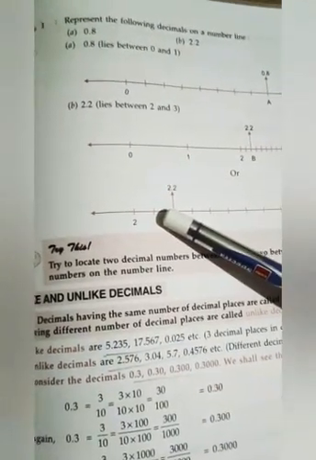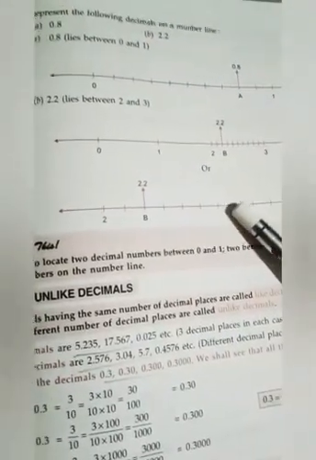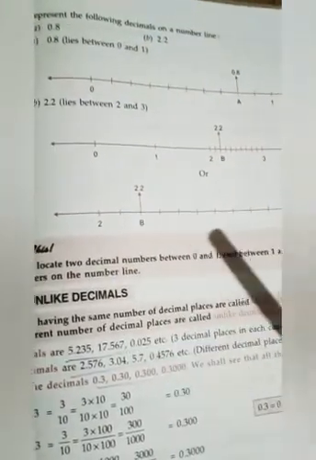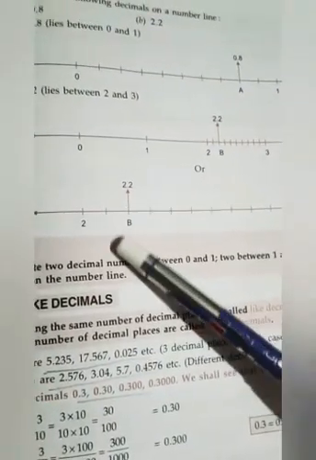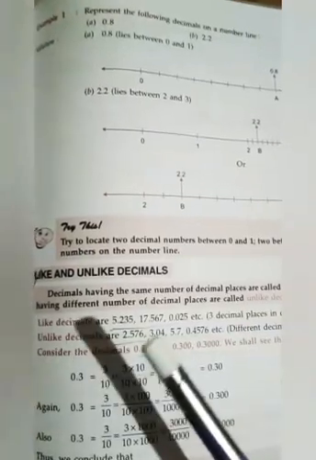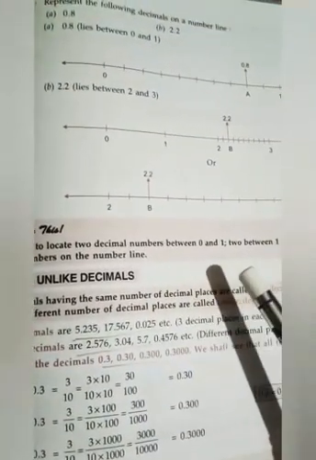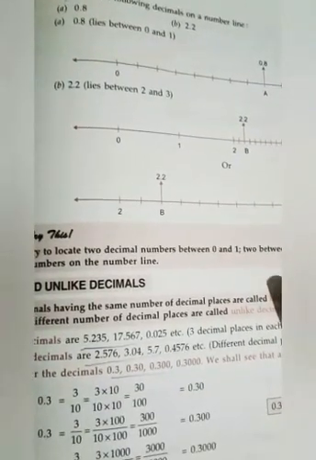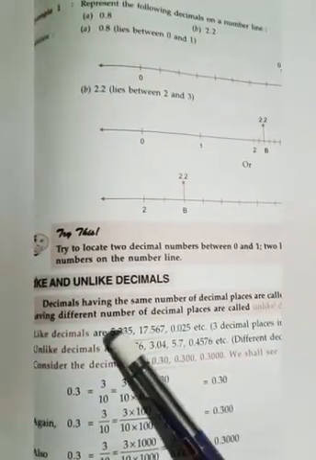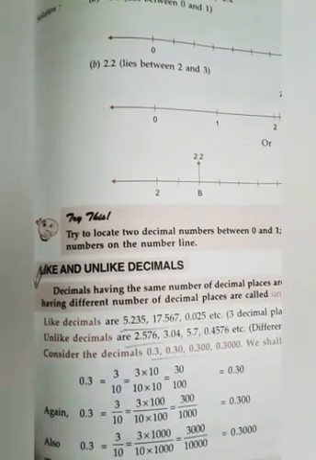Then 2.2 lies between 2 and 3. So children, you have to draw 2 to 3. So 2.1 and 2.2. Try to locate two decimal numbers between 0 and 1, two between 1 and 2, and show these numbers on a number line. Then comes like and unlike decimals.